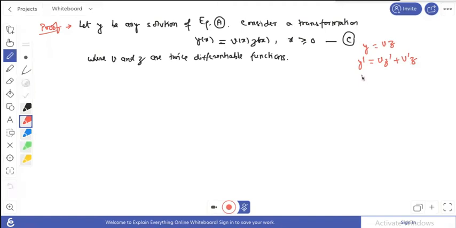And what is y double prime? If we differentiate this, the first part becomes v z double prime plus v prime z prime, and the second part becomes v prime z prime plus v double prime z. So this means y double prime equals v z double prime plus 2 v prime z prime plus v double prime z.